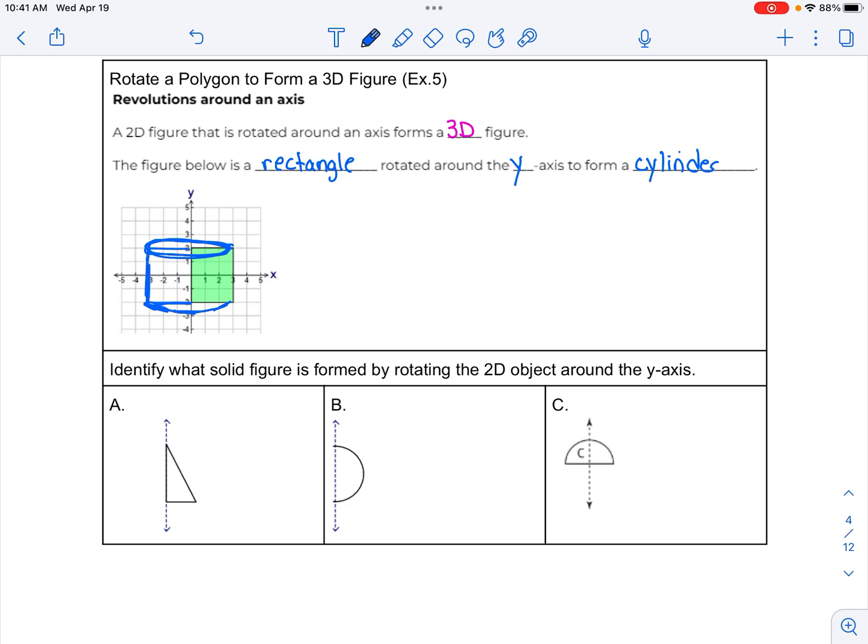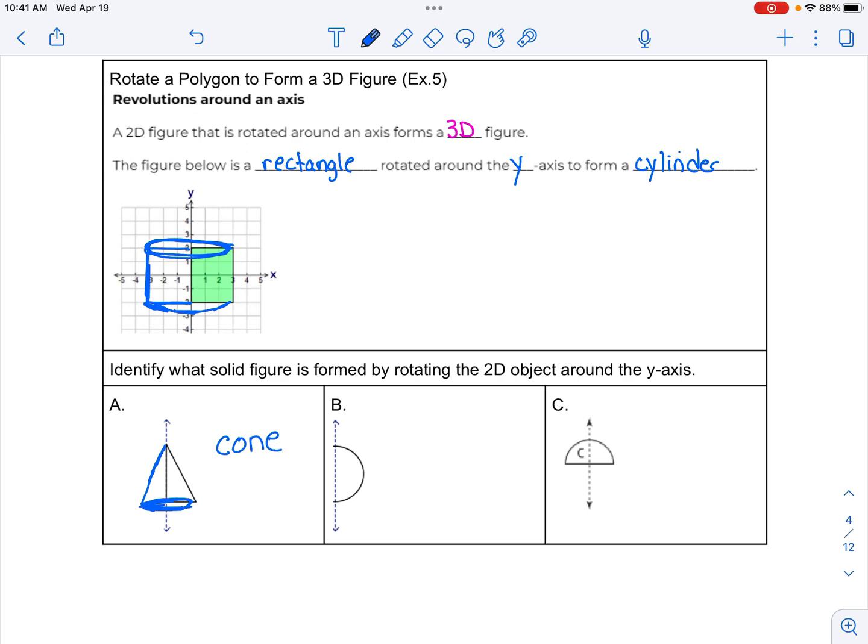So the idea on this one, we're going to do the same thing. I'm going to take this 2D triangle and I'm going to spin it around the other side. When I start to spin, it creates this circular motion, which maybe you can tell what shape that is. That would be a cone.